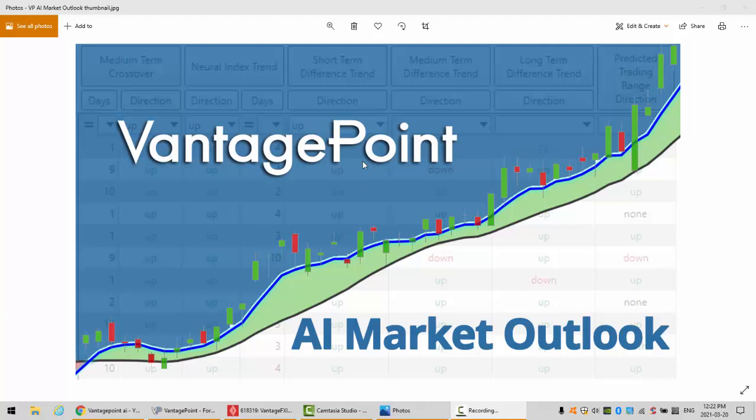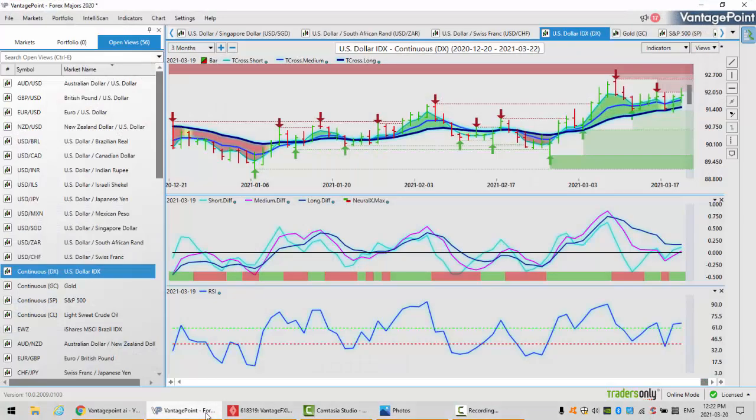My name is Greg Furman, and this is the VantagePoint AI Market Outlook for the week of March the 22nd, 2021. Now, to get started this week, we're going to begin where we always do with that very important US dollar index. Now, I'll do things a little bit differently here this week.